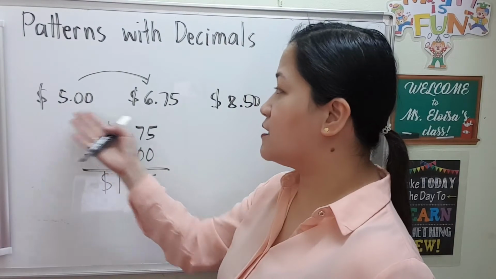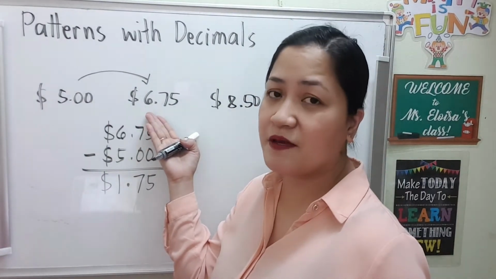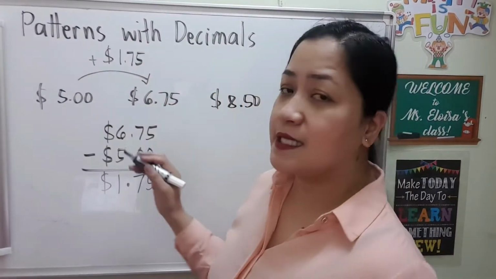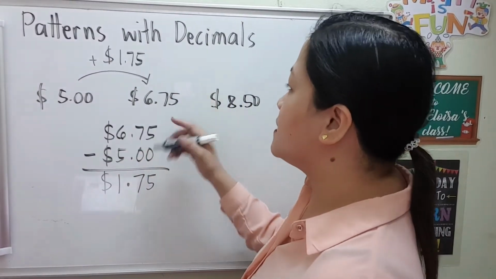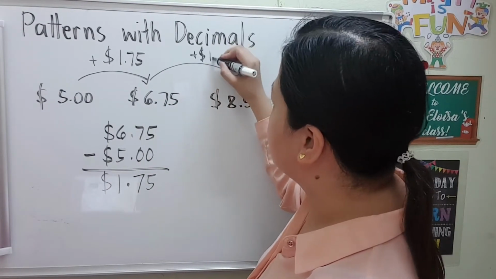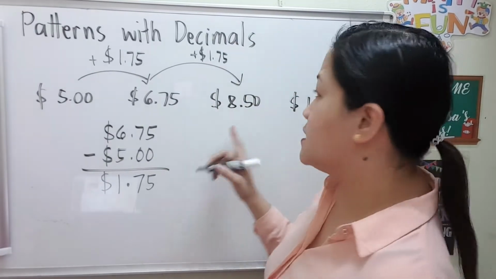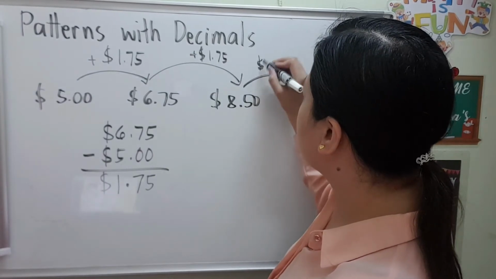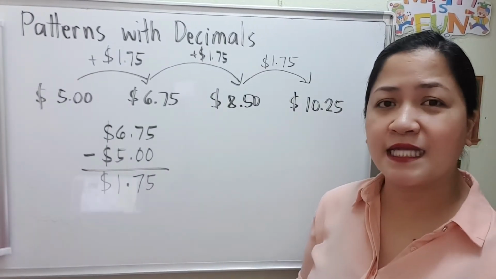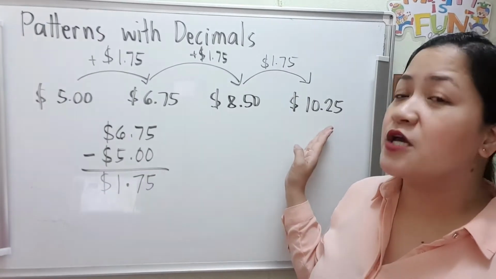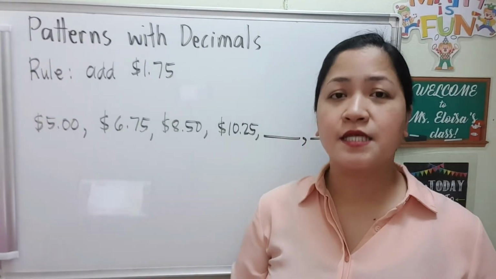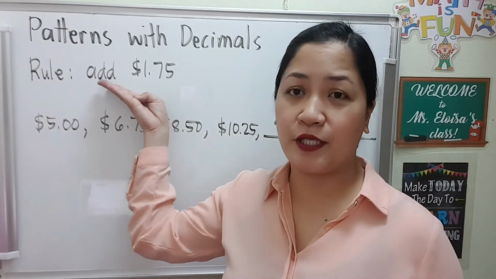That means from $5 going to the next term, that is $6.75, we add 1.75. Since this is a sequence and there is a pattern, that means from 6.75, we will be adding $1.75 to get the next term. And from $8.50, we are going to add another $1.75 to get the next term. That is $10.25. Now, what if we need to find the next term? So, from $10.25, we are going to add $1.75 and we will get the next term. That means the rule in our sequence is add $1.75.